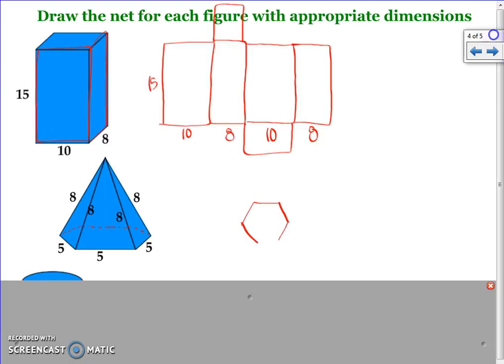How long are each of these lines that I'm drawing right now? Those are fives. Okay, and then all we do is draw all of these triangles that are coming off of each of these. And how long are each of those lines that I just drew? Those are all eights. You don't have to write all of them, but we get the idea after a couple that those are all eights.